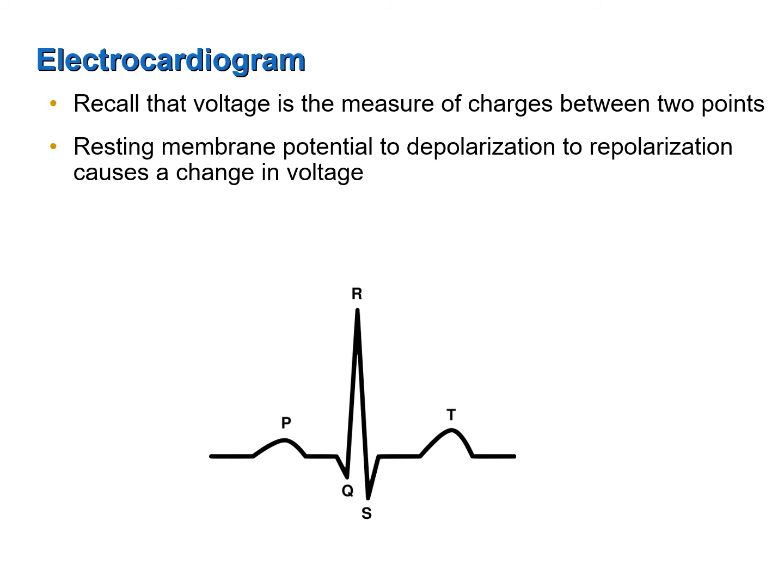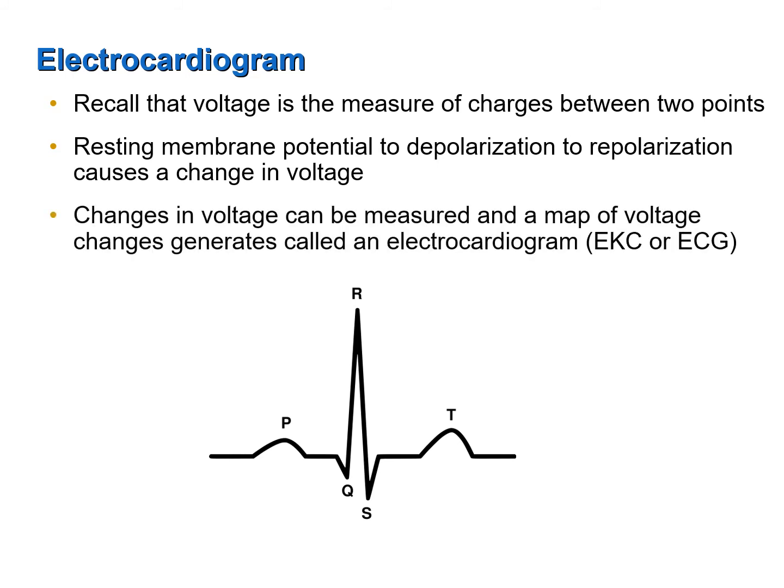Well, we can measure these changes in voltage and generate a map that illustrates these changes, and this map is called an electrocardiogram, or EKG or ECG. It literally measures the electrical activity across the plasma membrane of, in this case, the heart.